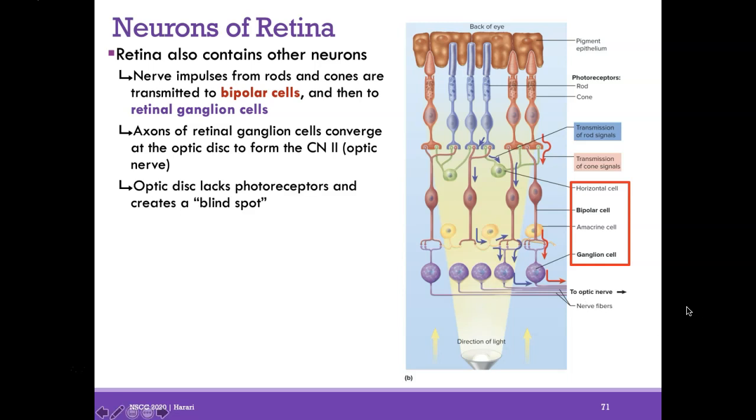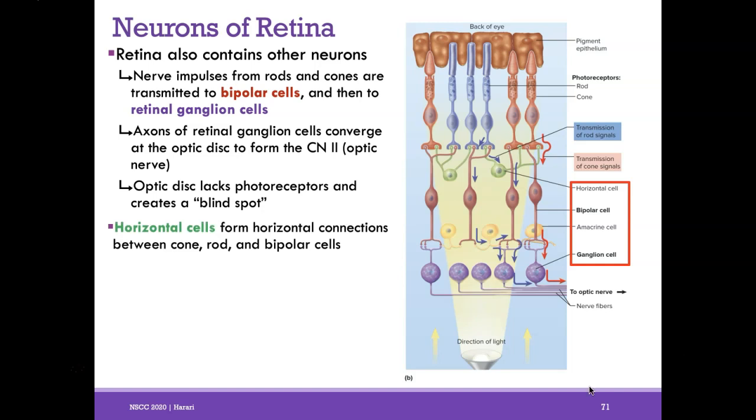Since there's that part that exits the eye to the brain, that's going to give us an area with no photoreceptors. Right? You can't have any photoreceptors where all the axons are leaving. So that's going to create the blind spot effect. I think I have a slide coming up that will show you the blind spot.